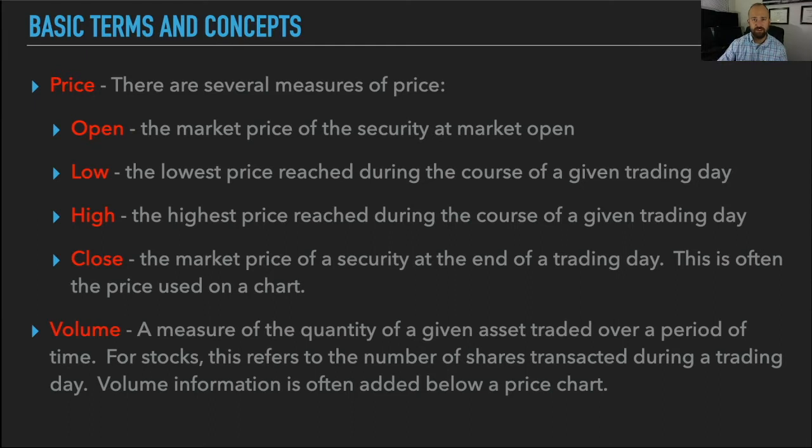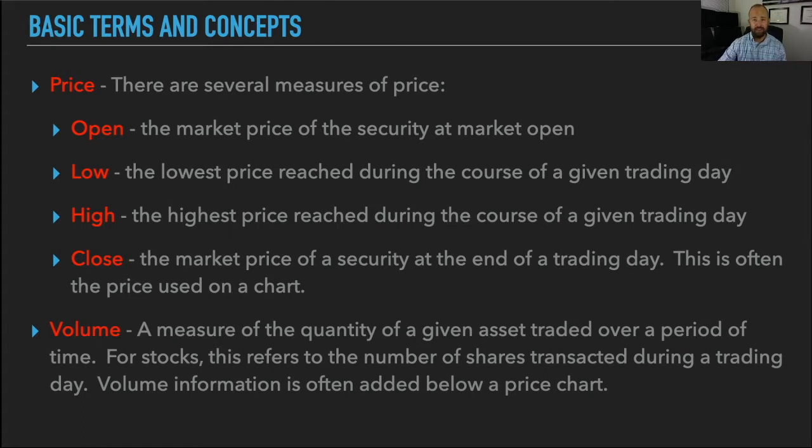Using these four measures of price in conjunction is going to tell you a lot about what happened with price that day. The open price is going to tell you where price began. The high and low prices are going to give you an idea of the range that the price fluctuated within throughout the day. And the close price is going to let you know where price ended.